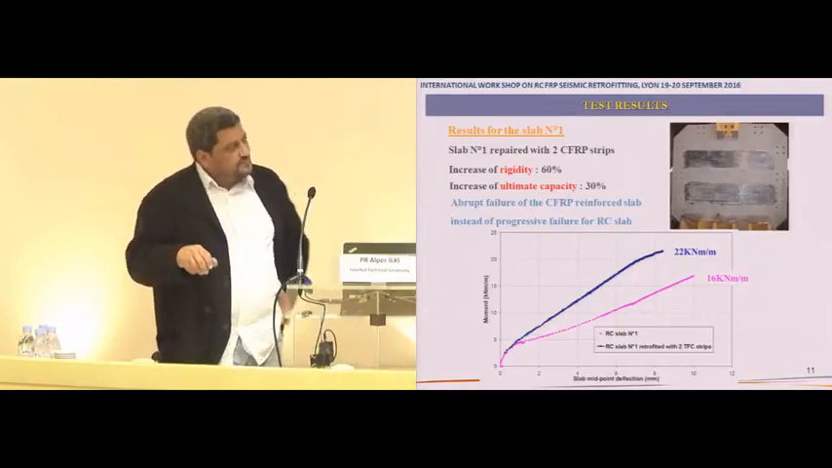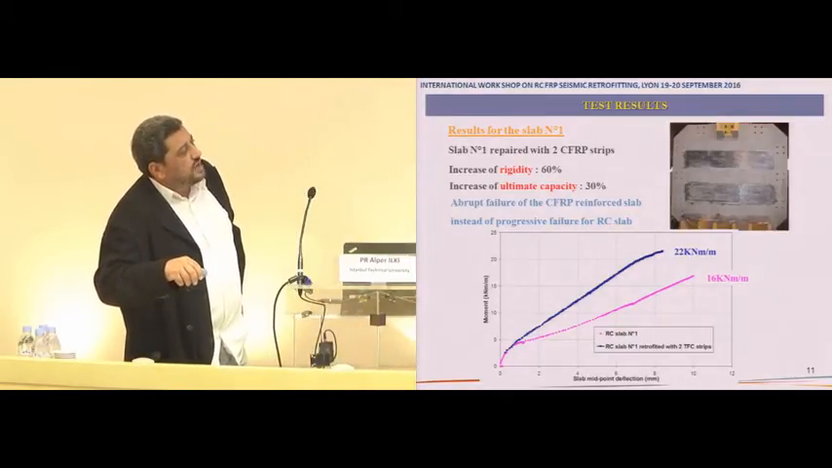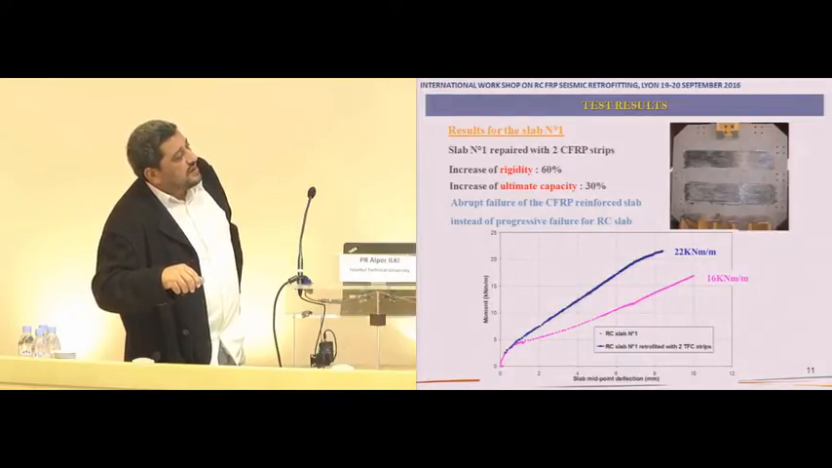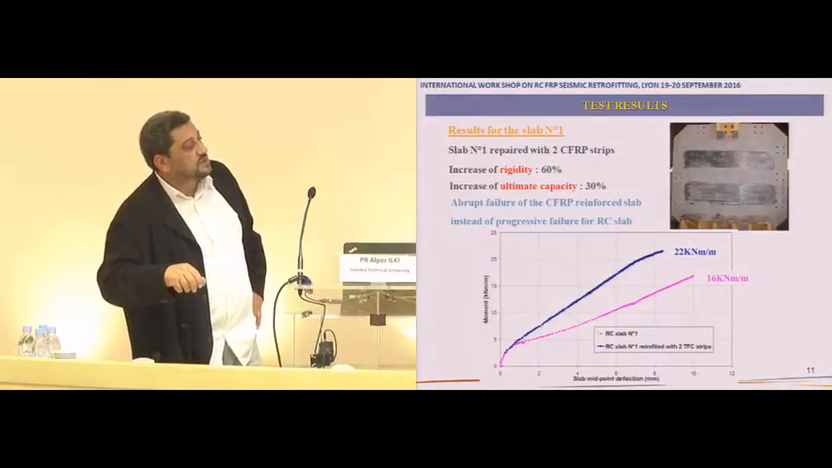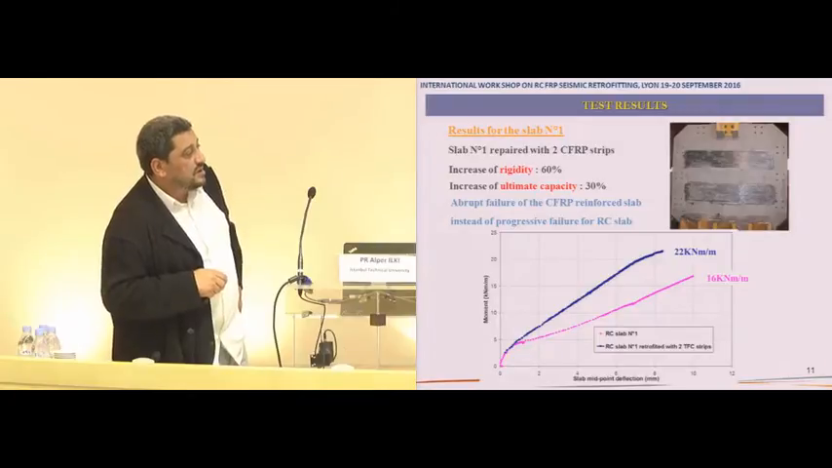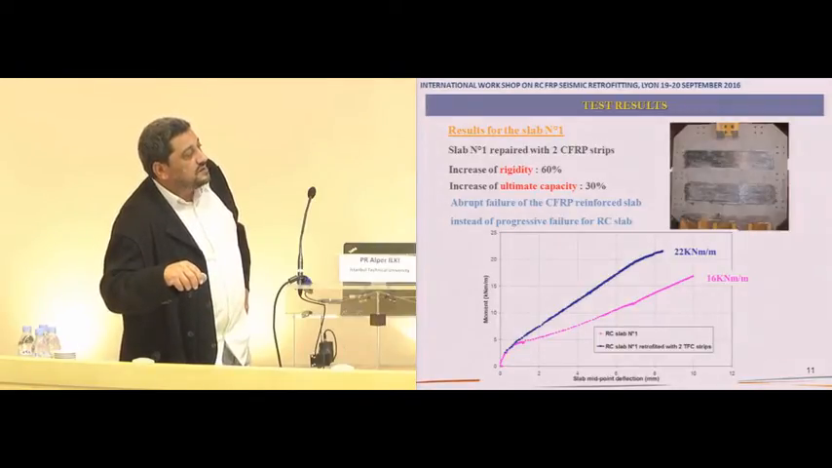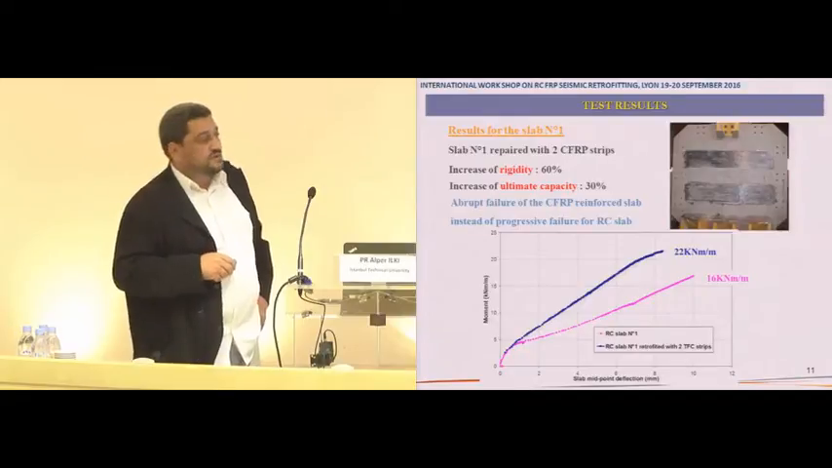The first results for slab 1 with two carbon strip layers. The initial rigidity is the same. For post-cracked rigidity, we have an enhancement of 60%, and the increase of ultimate capacity is about 30%. The failure is obtained near the boundaries of the strips.